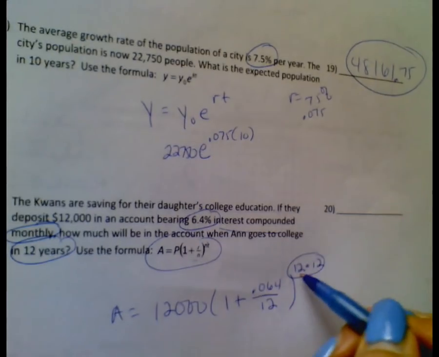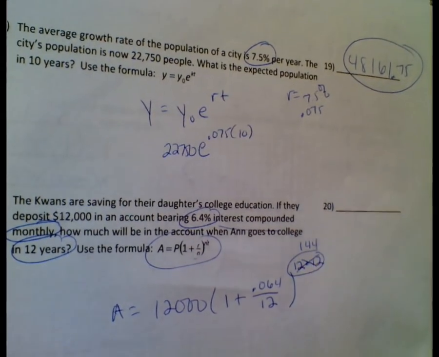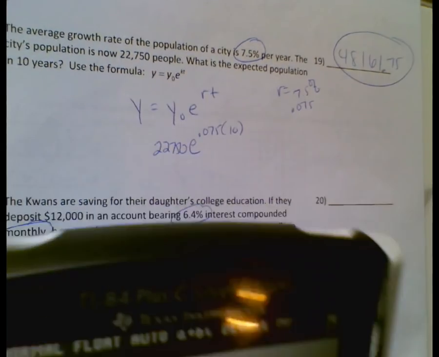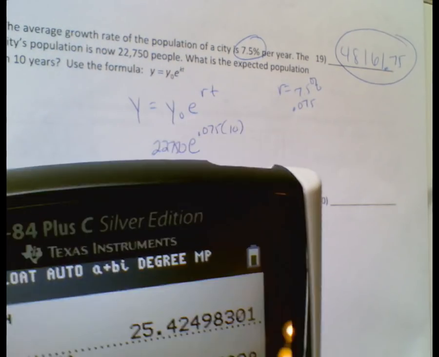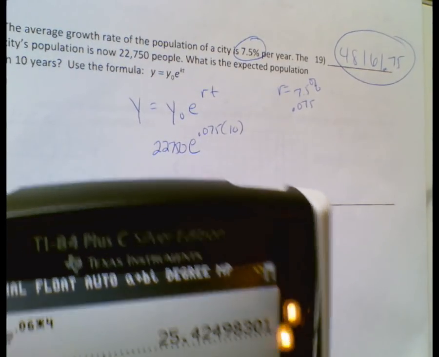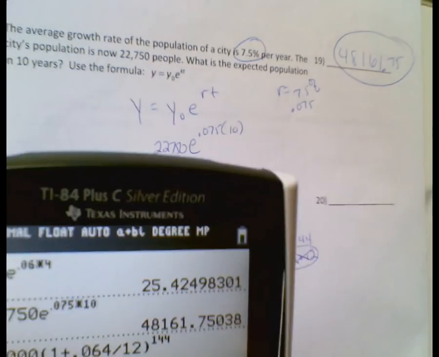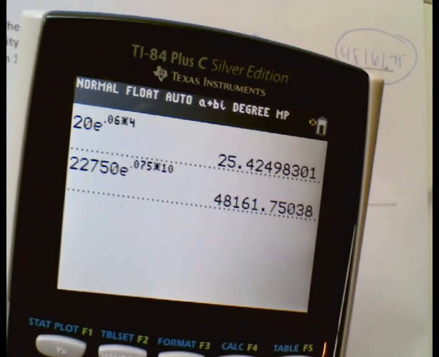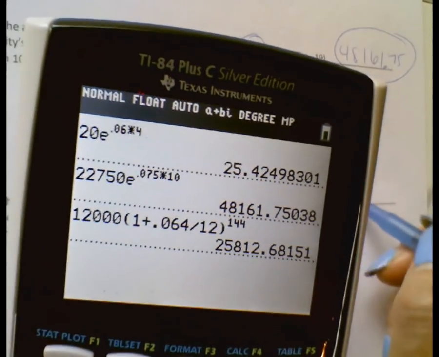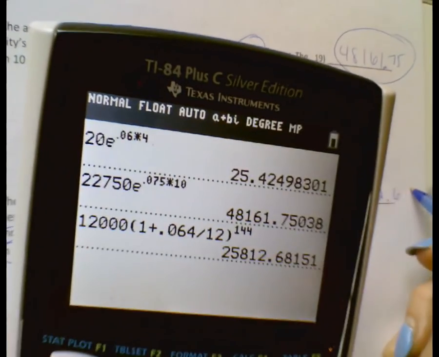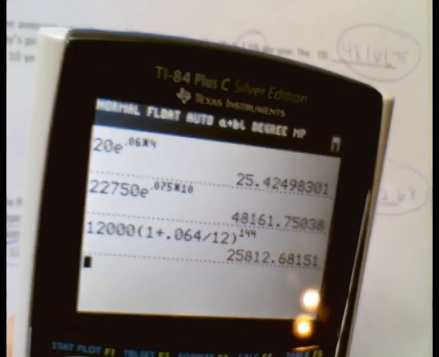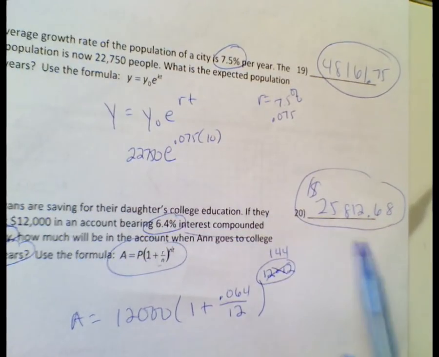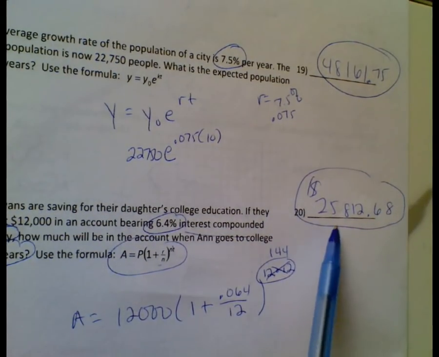So what I like to do is multiply these. 12 and 12 is 144. And use one exponent. This is easier for math, especially for older calculator people. So we have 12,000 parentheses 1 plus 0.064 divided by 12 parentheses raised to the 144th power, because that means your money is compounded 144 times in 12 years. For $25,812.68. So that is your money. That's how much money you'd have at the end of 12 years. If you started with 12,000, you end up with 25,000.